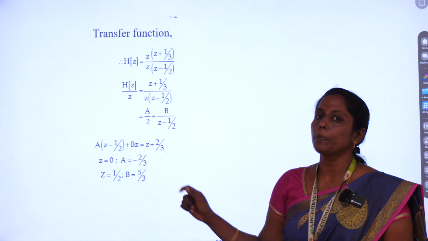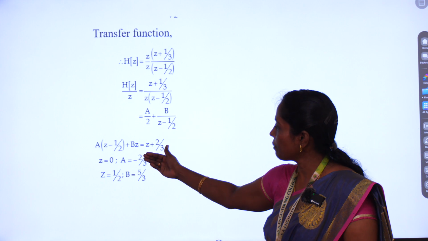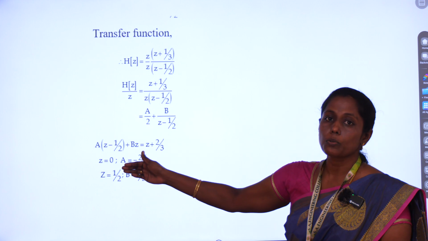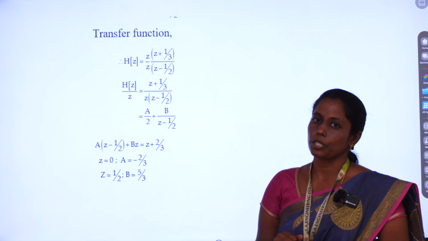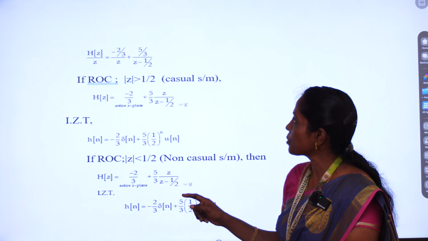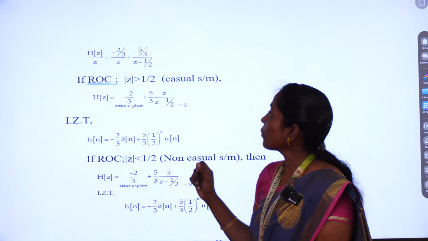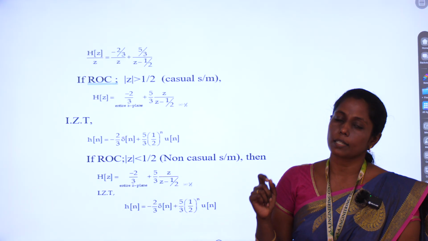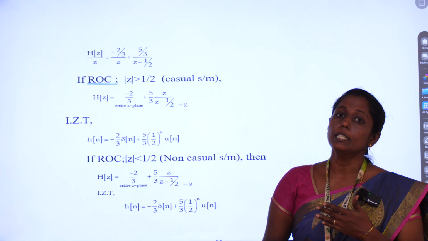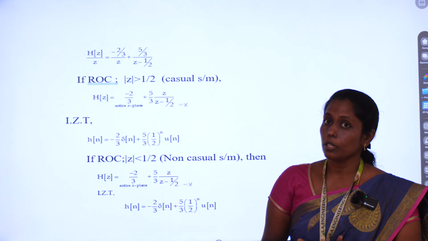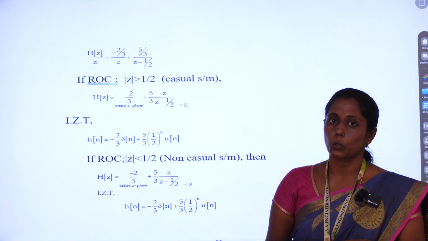So what is the B value? B is 5 by 3. A is minus 2 by 3. So now we have obtained the A value and B value. So we can now substitute the A value and B value in this equation. So after substituting A value and B value in this transfer function equation, we have to apply the inverse Z transform. So in order to apply the inverse Z transform, we have to check for the region of convergence. Based upon the region of convergence, we have to obtain the impulse response of the system.